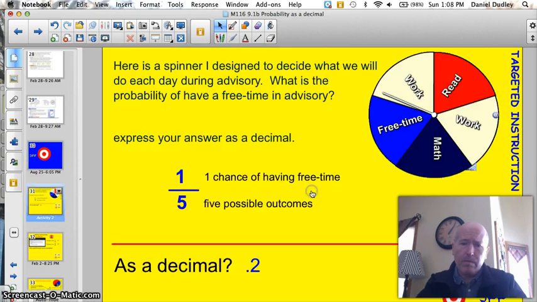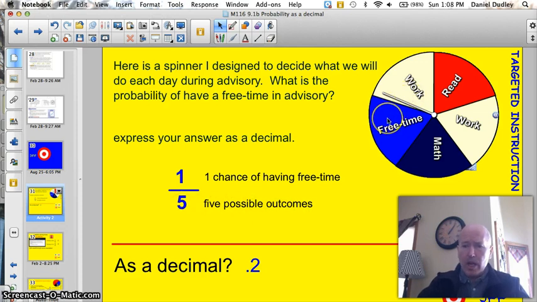Let's do this thing. Here's a spinner I designed to decide what we'll do each day during advisory. What is the probability of having free time in advisory? Well, we need to express our answer as a decimal. So the first thing we need to do is find out how many possibilities there are. 1, 2, 3, 4, 5. So there's 5 possible outcomes, and that's my denominator. We learned that last night.